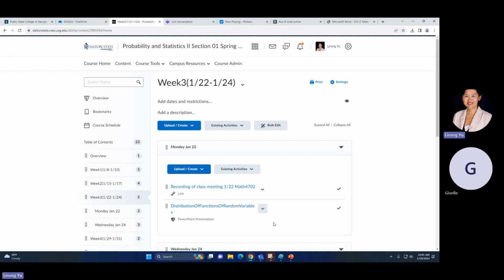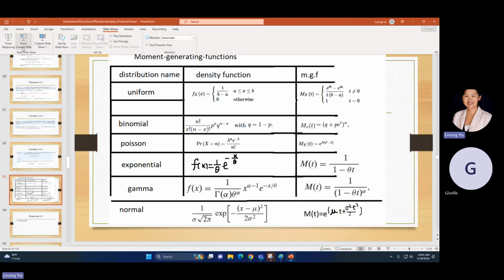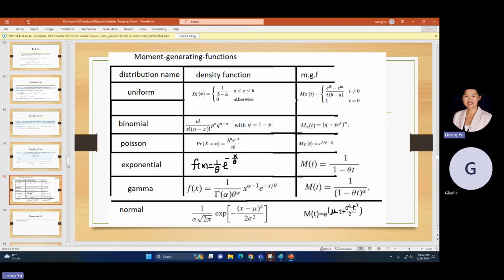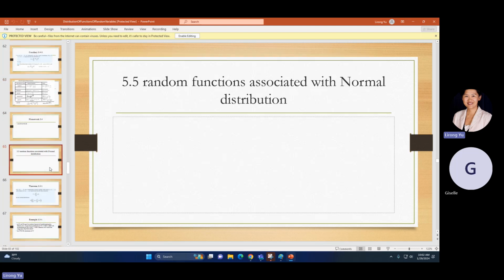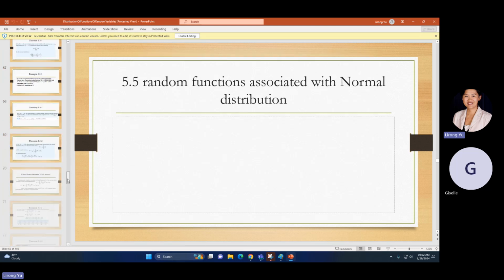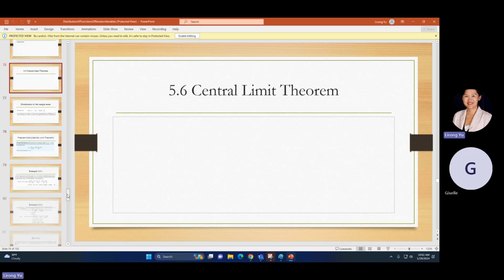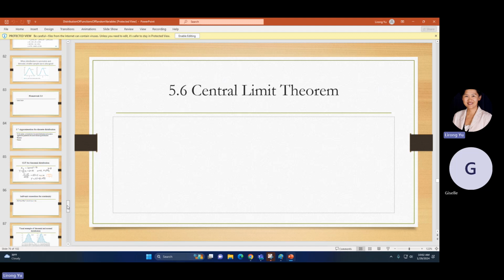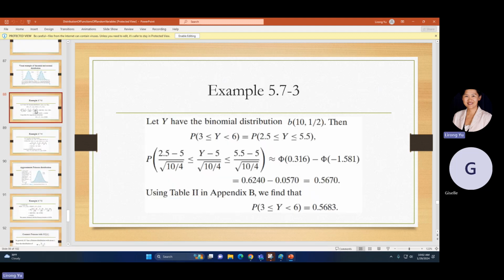So today let's try to finish what we left of section 5. We did 5.1 to 5.6, which is the normal distribution related questions and the central limit theorem. Last time we started with 5.7.